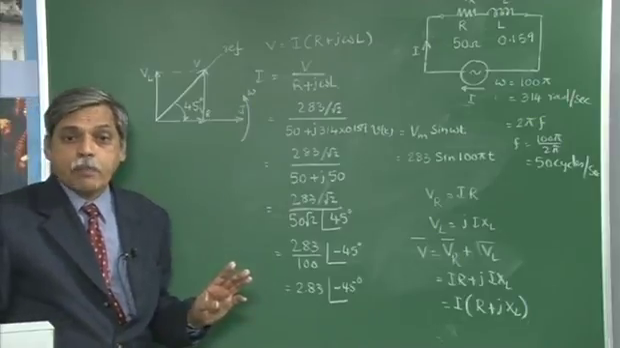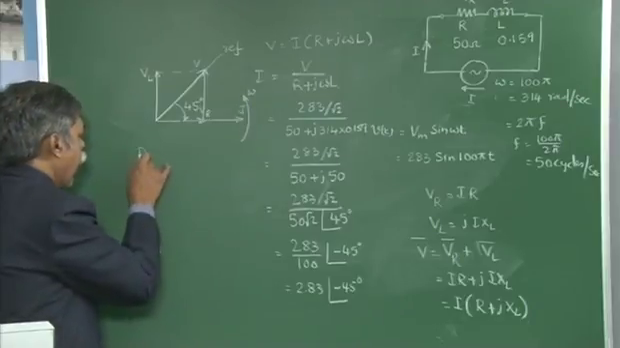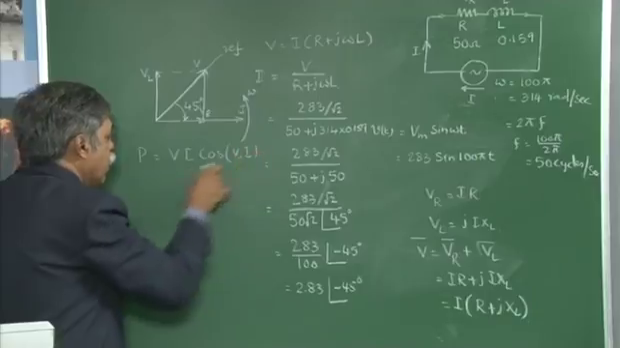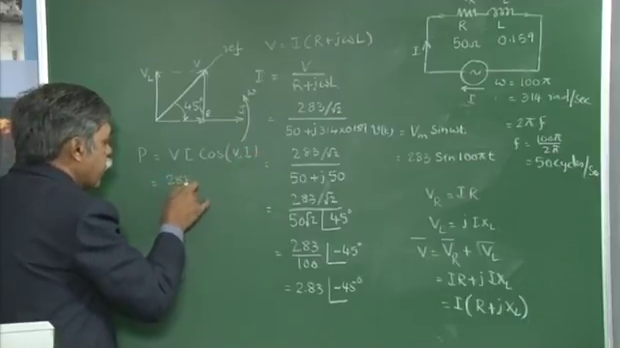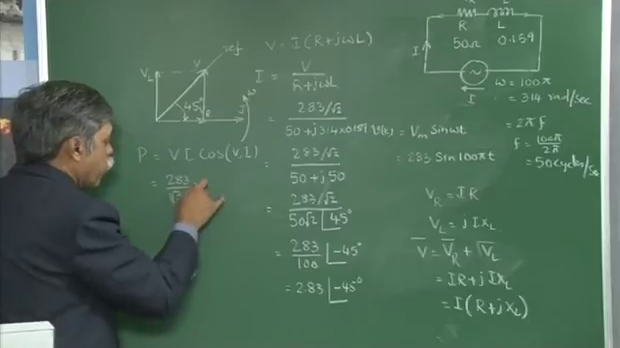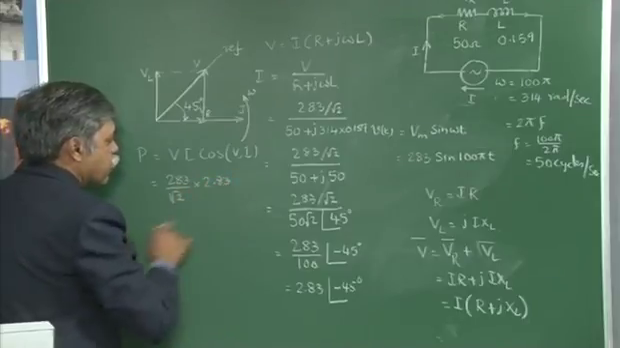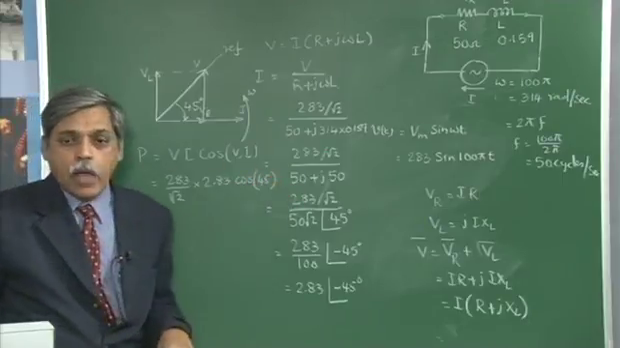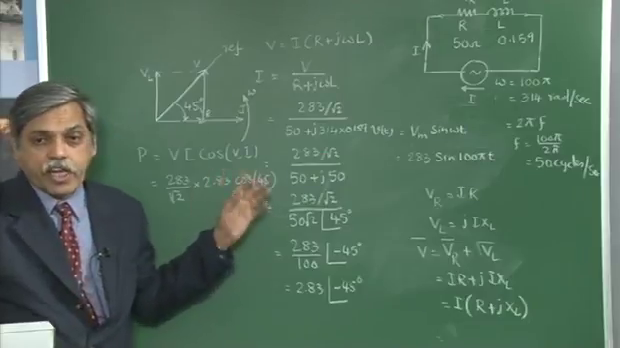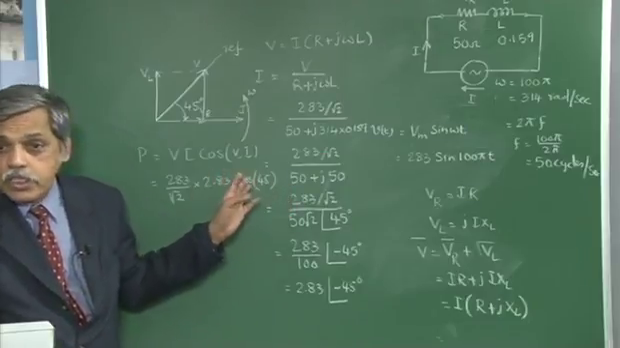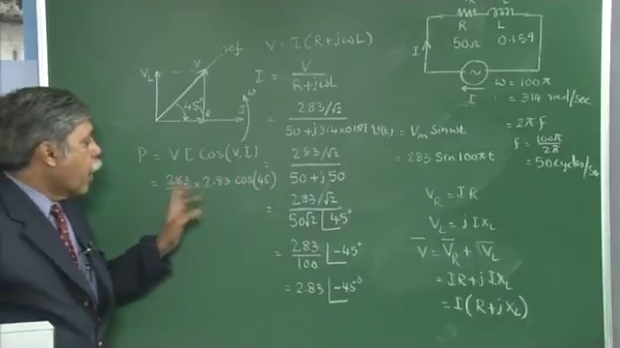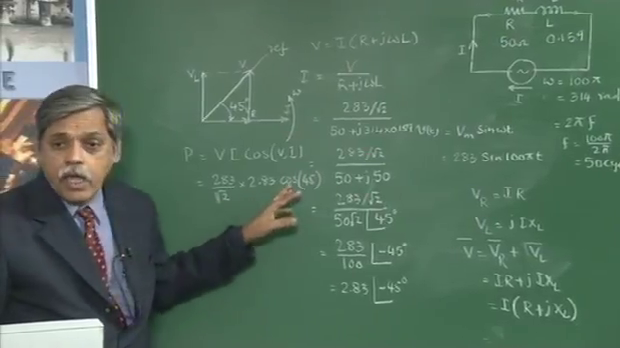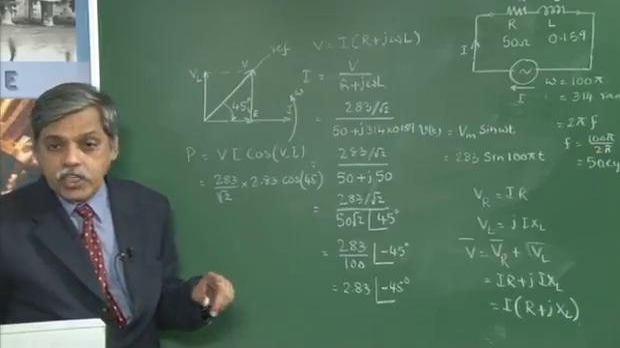So, if I want to calculate the power here, I can write average power is equal to VI cos of the angle between voltage and current. So, I will be taking 283 divided by root 2, the RMS value of the voltage, 2.83 the RMS value of the current, cosine of 45. I am not taking the minus sign here because cos of a negative value is also a positive value. So, this gives you the power value. Simplifying this, I will be getting a value of around 400.22 watts.